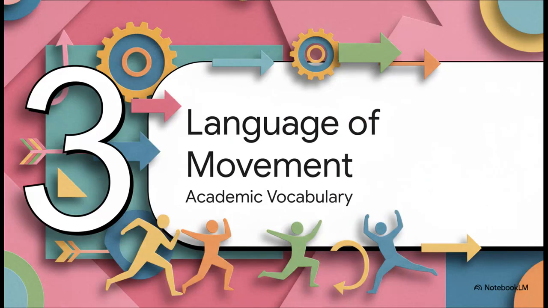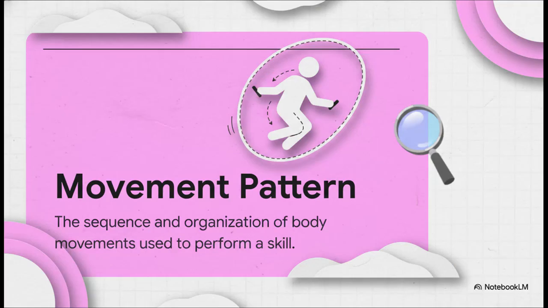On to Section 3, the language of movement, academic vocabulary. To effectively evaluate that movement quality, you've got to be completely comfortable with the lingo. First up, we have movement pattern. This is the sequence and organization of body movements used to perform a skill.